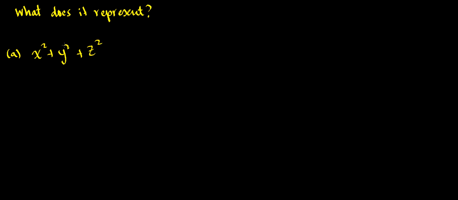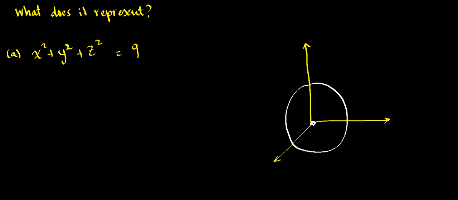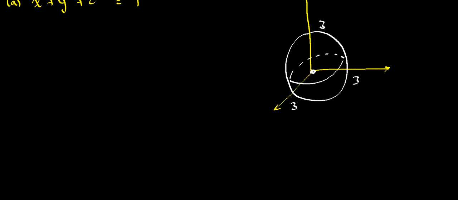Let's have more examples. So the name of the exercise is what does it represent. I'm gonna give you an equation, and you should try to represent this equation graphically. The first equation is x squared plus y squared plus z squared is equal to 9. Well, we know that this is the equation of a sphere centered at the origin with radius 3.